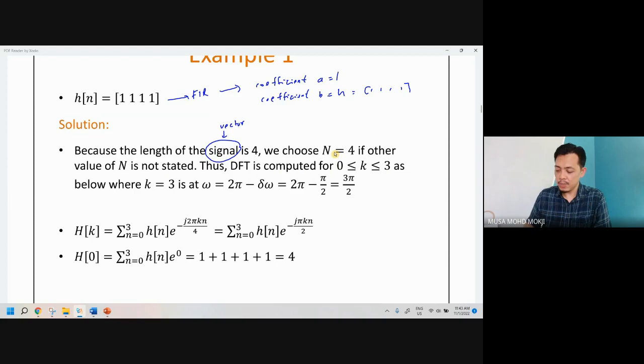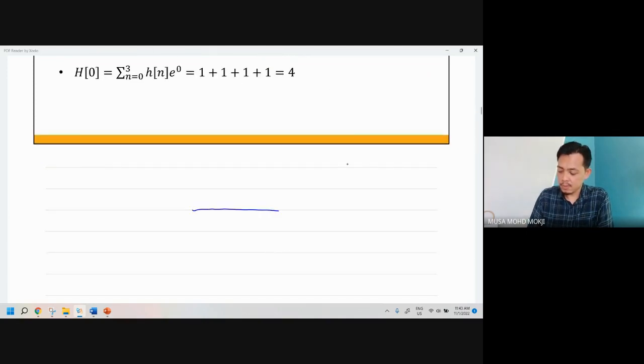What does this mean? What is N? N is the number of samples in the frequency domain. So if N equals 4, you are going to look at 4 different frequencies. Let's say this is k. You should have 0, 1, 2, 3.